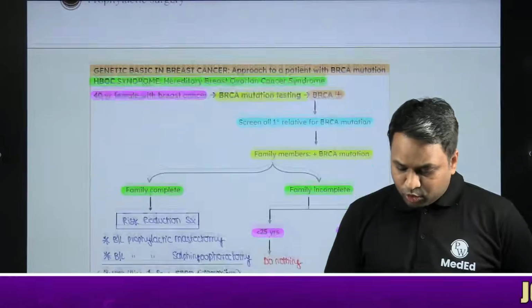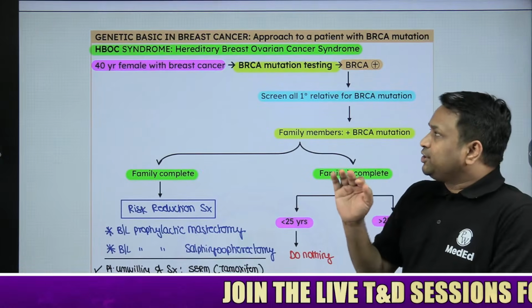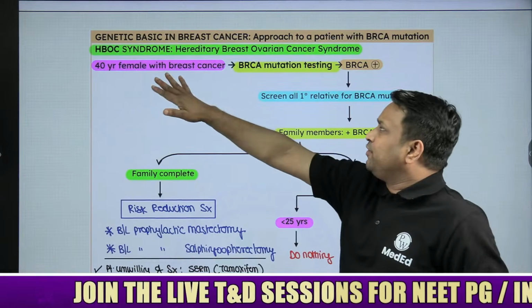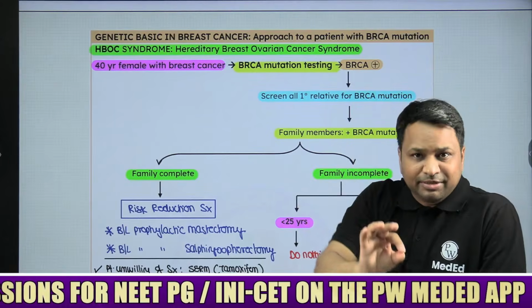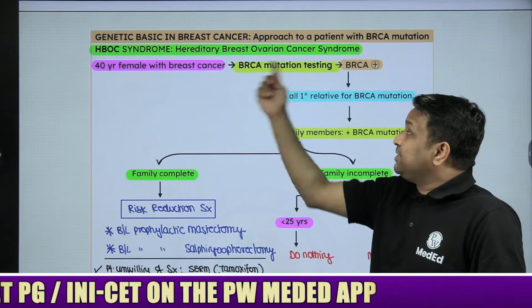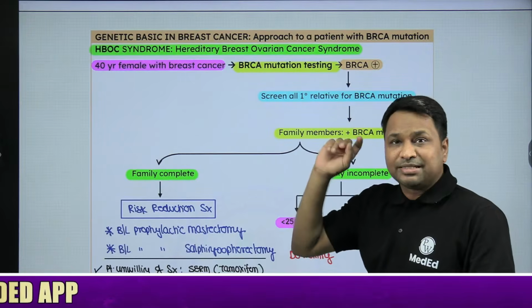So what do you do in HBOC syndrome? Now, any patient who's suspected to have HBOC syndrome, I've given an example of a 40-year-old female with breast cancer. On mutation testing, it is found to be positive. Let's say we have tested the patient for BRCA mutation. So what are you doing as the next immediate step? Any female who has a family history of breast cancer, we're sending for BRCA mutation testing.